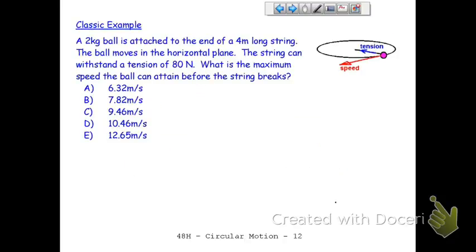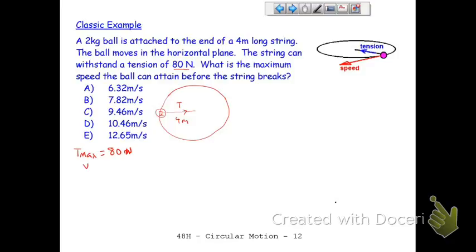So first one, a 2 kilogram ball is attached to the end of a 4 meter long rope. So I'm going to draw a decent diagram like this. So let's have a look. That's 4 meters. That's 2 kilograms. The string can withstand a tension, and the maximum, T max equals 80 newtons. It's the maximum value because it can withstand 80 newtons, and the implication is not 81 newtons. What is the maximum speed?